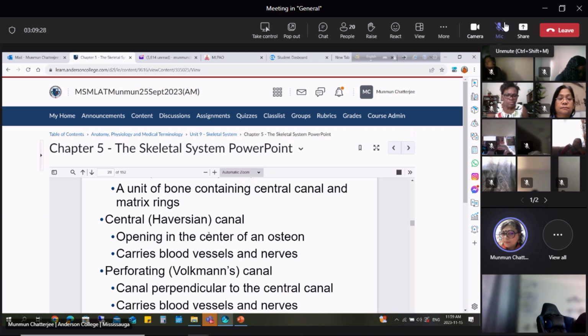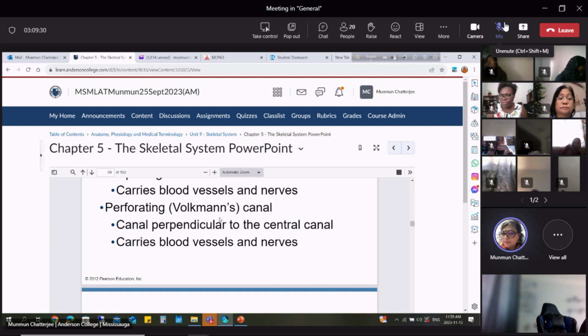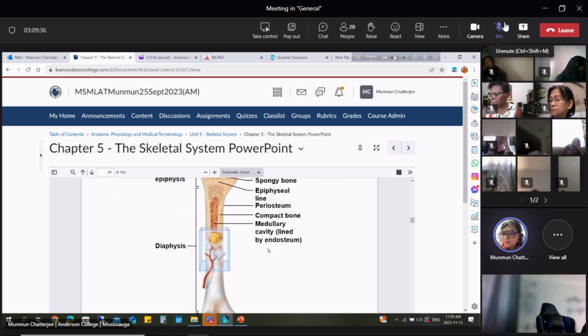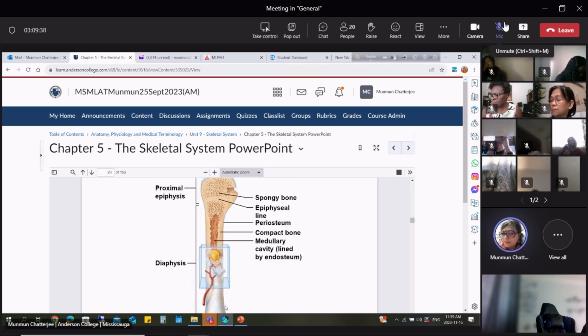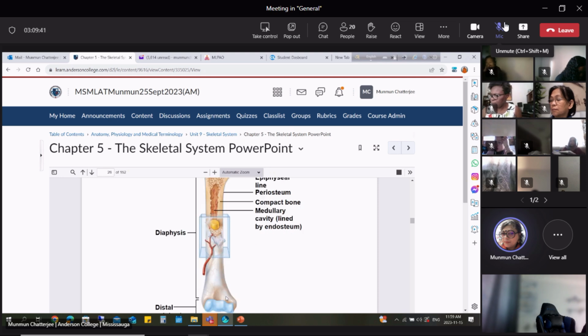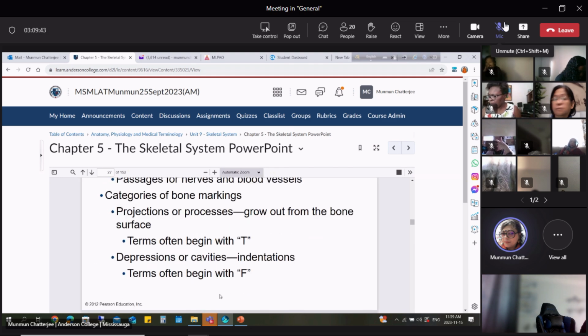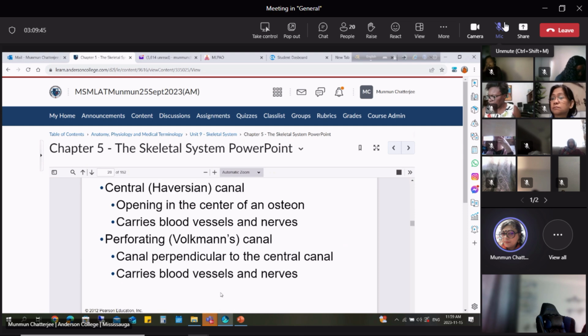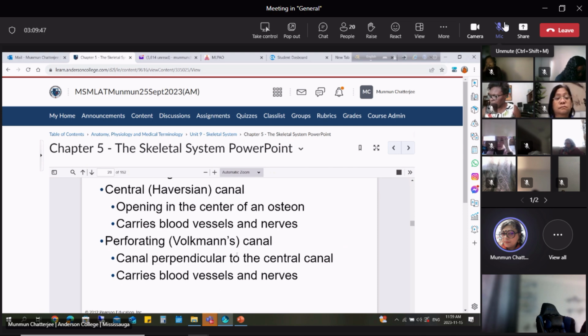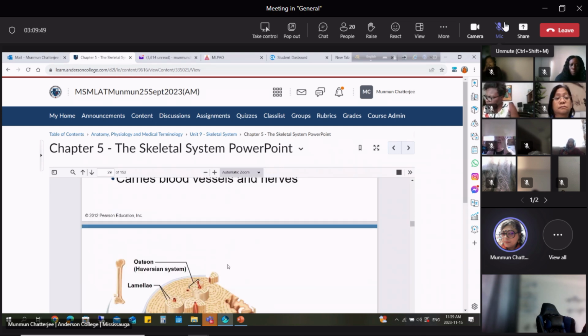You don't need all of this, only this one is important. Perforating Volkmann's canal runs perpendicular to the central canal, because the supply doesn't only go straight, it also needs to supply this side. So this is called the Volkmann's canal. The most important are the Haversian canals, the central canals, which are the main area for the supply of nerves and blood vessels.